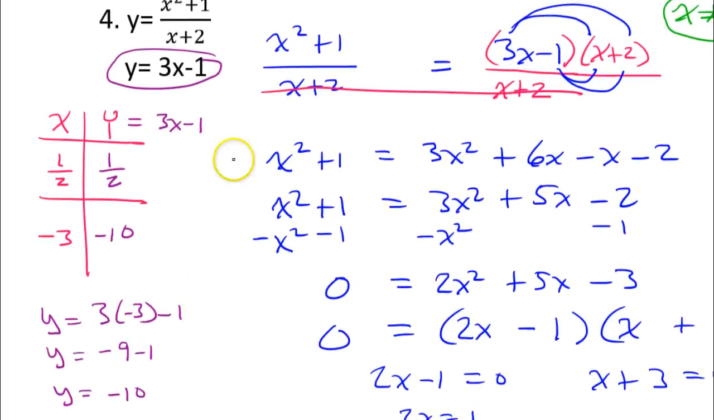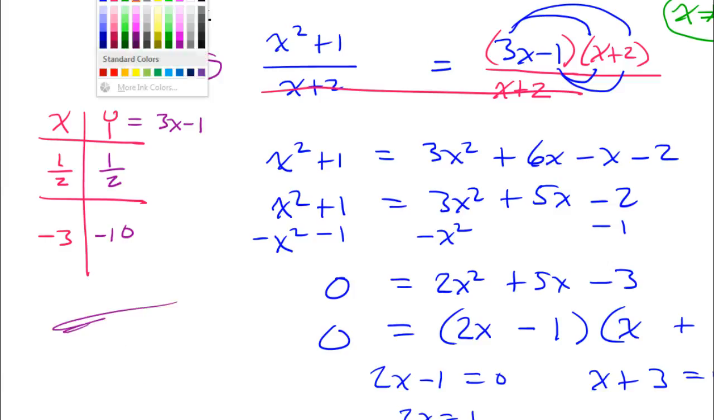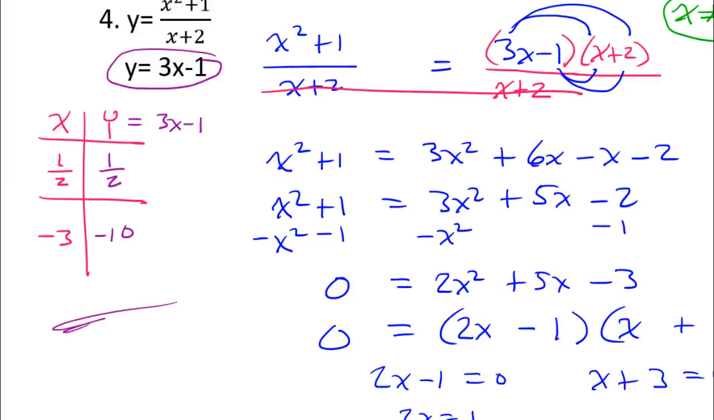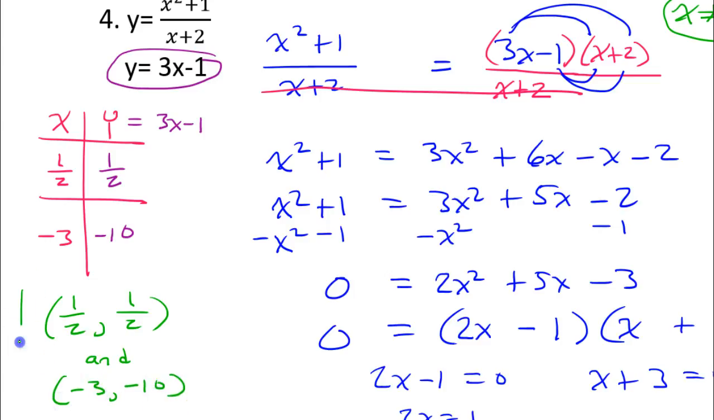Alright, so there it is, folks. So the final answer is 1/2 comma 1/2 and negative 3 comma negative 10. These are the solutions to the system.